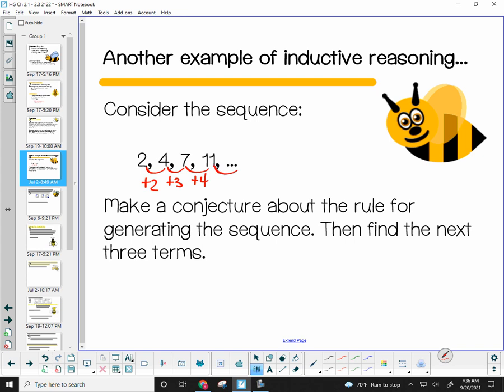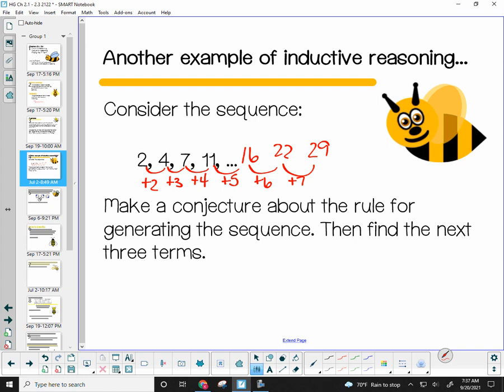Yep, so this time I'm going to add 5, and I'll get 16, good. Add 6, and I'm going to get 22. Add 7, I'm going to get 29. So this is inductive reasoning that you typically see in a math class. Again, you've done this before, right? You just maybe didn't have a title or a name with it.